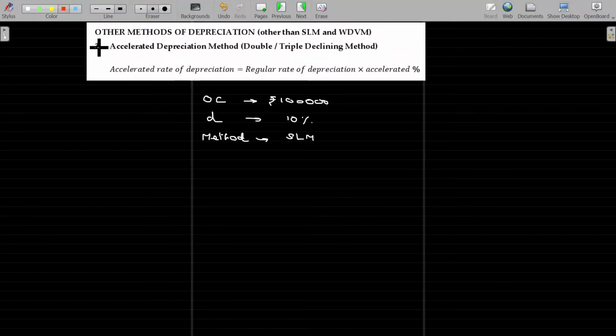Let's see. Now we'll try to understand the accelerated depreciation method. Otherwise, it may be double declining method or triple declining method. Assume an example here. The original cost of an asset being 1 lakh and then the rate of depreciation for that asset being 10%, and method of depreciation being straight line method of depreciation.